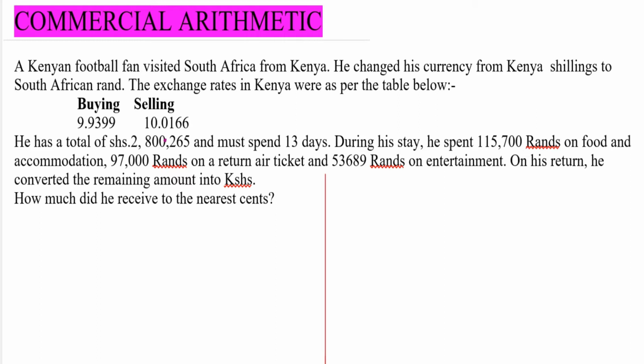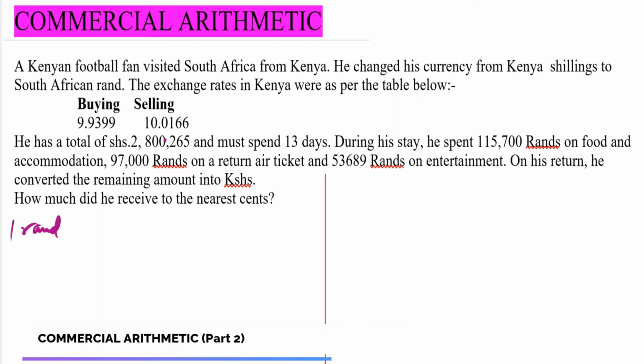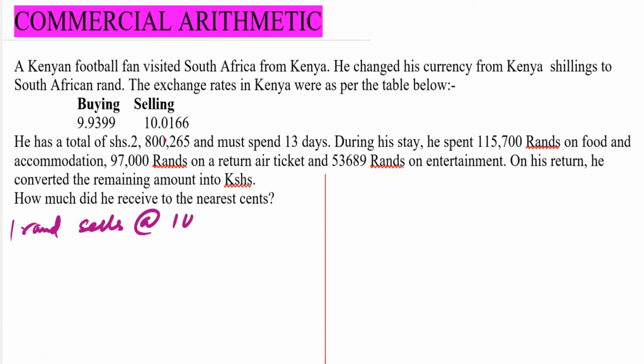So from the table of conversion, 1 rand sells at 10.0166 Kenyan shillings. So what about this amount that you want to sell and buy the rand? So this is what about Kenyan shillings? This is 2,800,265.